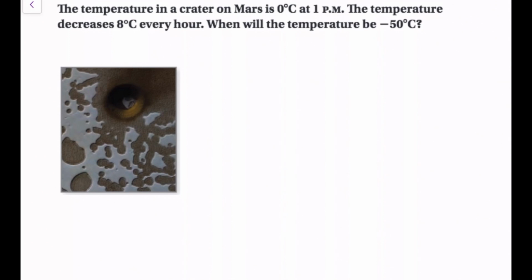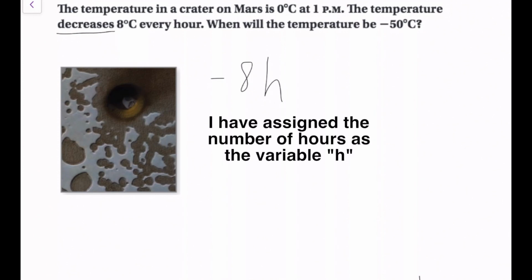All right, so the temperature in a crater on Mars is 0 degrees Celsius at 1 p.m. The temperature decreases 8 degrees Celsius every hour. When will the temperature be negative 50 degrees Celsius? So if the temperature is decreasing by 8 every hour, that means after the first hour, it'll be negative 8 degrees. The second hour, it'll be negative 16 degrees, and so on. So what's happening is we're multiplying the number of hours by decreasing by 8. But remember, decreasing right here in math, that means negative 8. So we're multiplying the number of hours by negative 8.